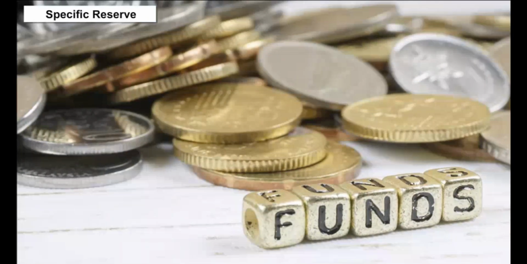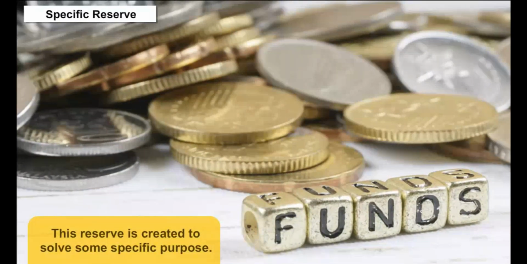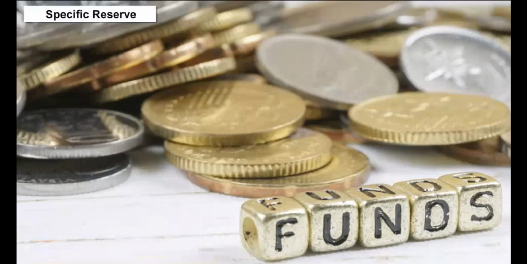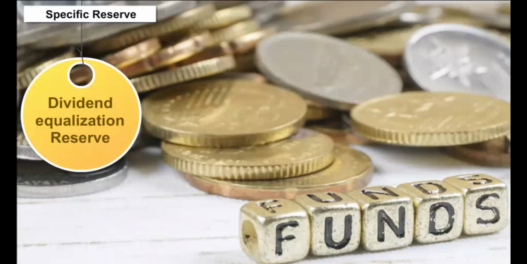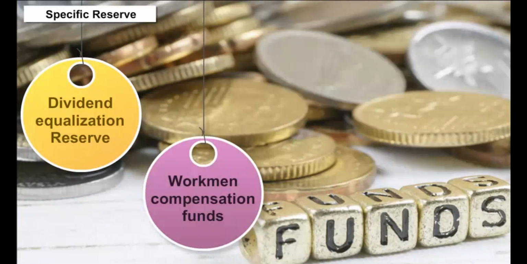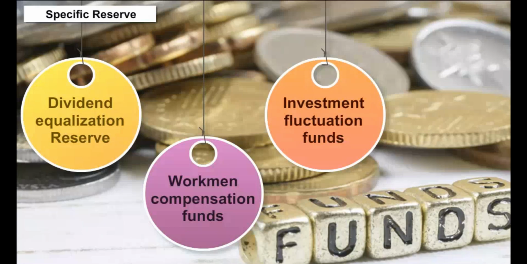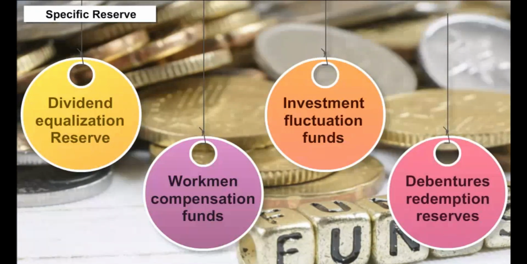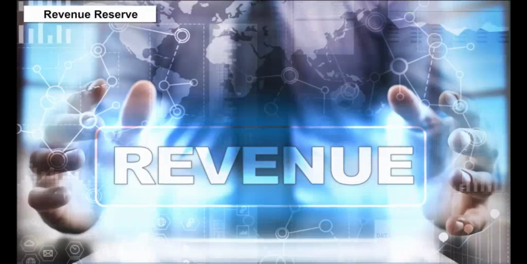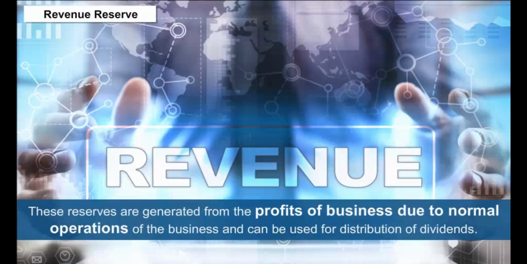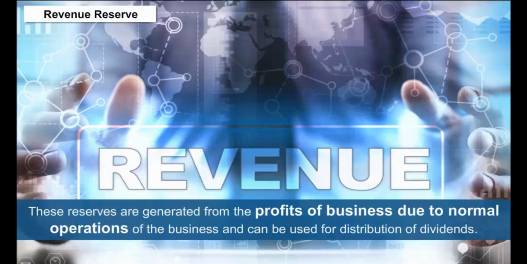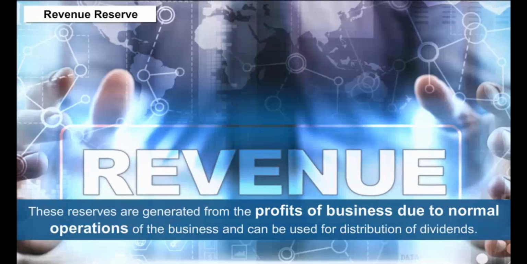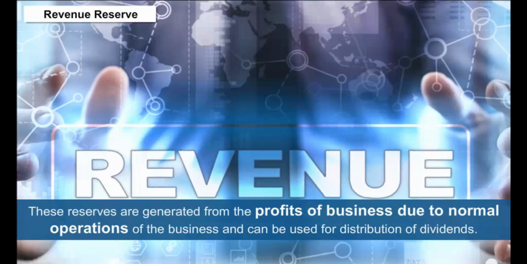Specific reserve. This reserve is created to serve some specific purpose. Examples are dividend equalization reserve, workmen compensation fund, investment fluctuation fund, debentures redemption reserve. Revenue reserve. These reserves are generated from the profits of business due to normal operations of the business and can be used for distribution of dividends.